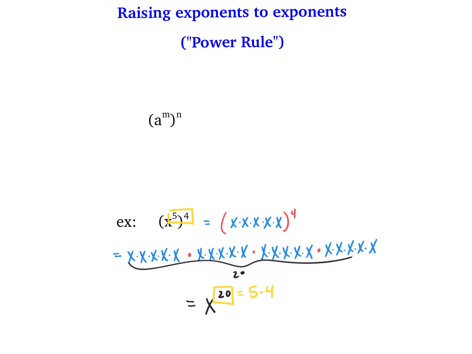So the power rule, or when you raise an exponent to an exponent, looks like keeping your base and then multiplying your exponents. So a shorthand way of saying that would be a to the m all to the nth power would look like keeping your base of a and multiplying those exponents. Let's look at some examples.